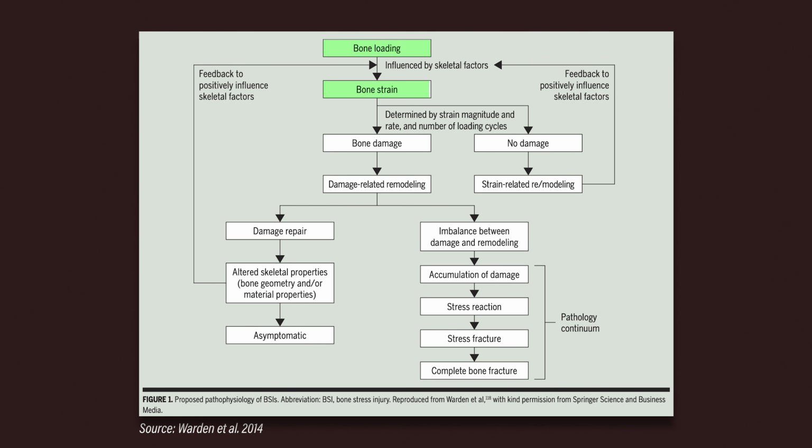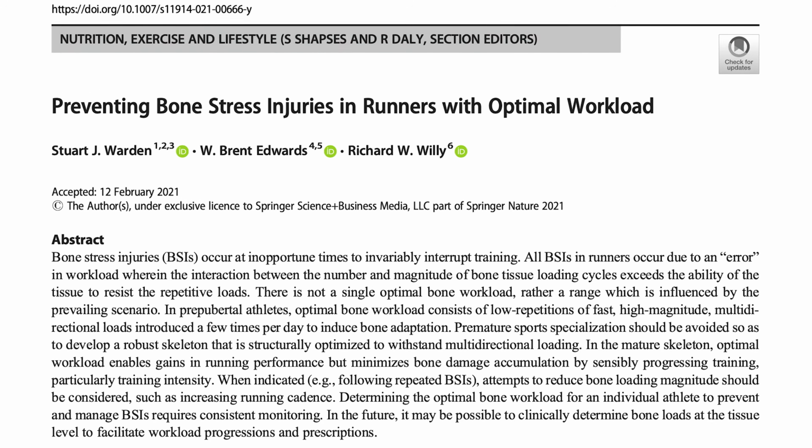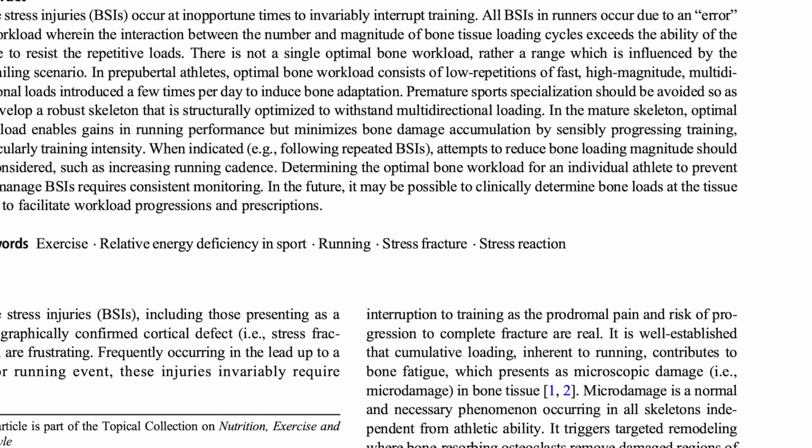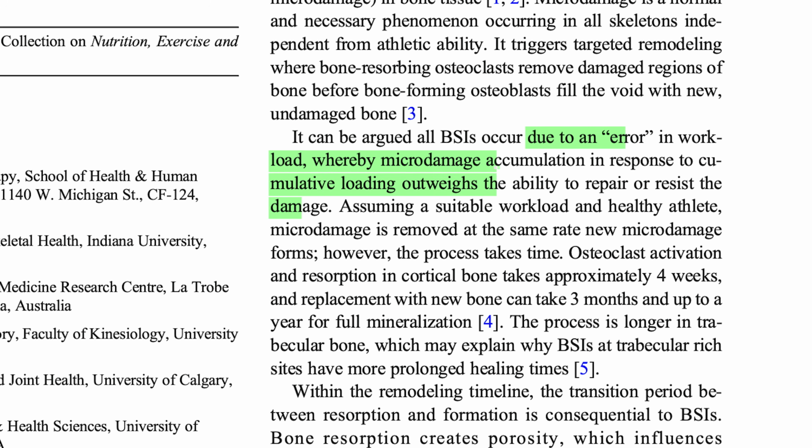Running stresses bones through the muscle contractions that occur, as well as from the impact of landing. Loading causes micro damage and remodeling happens, which is normal and can lead to stronger, denser bone. However, medial tibial stress syndrome is thought to occur when that bone loading exceeds your ability to positively adapt. Warden et al. in 2021 referred to this as an error in workload, which means that your weekly running speed, distance, and/or frequency were more than what you could handle.